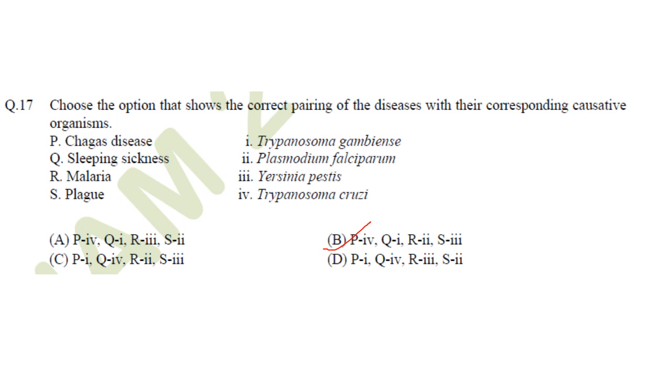Then next one. Choose the option that shows the correct pairing of the diseases with their corresponding causative organism. Chagas disease is Trypanosoma cruzi, sleeping sickness is Trypanosoma gambiense, malaria is Plasmodium falciparum, and plague is Escherichia pestis. That gives the answer as option B, P4Q1R2S3.